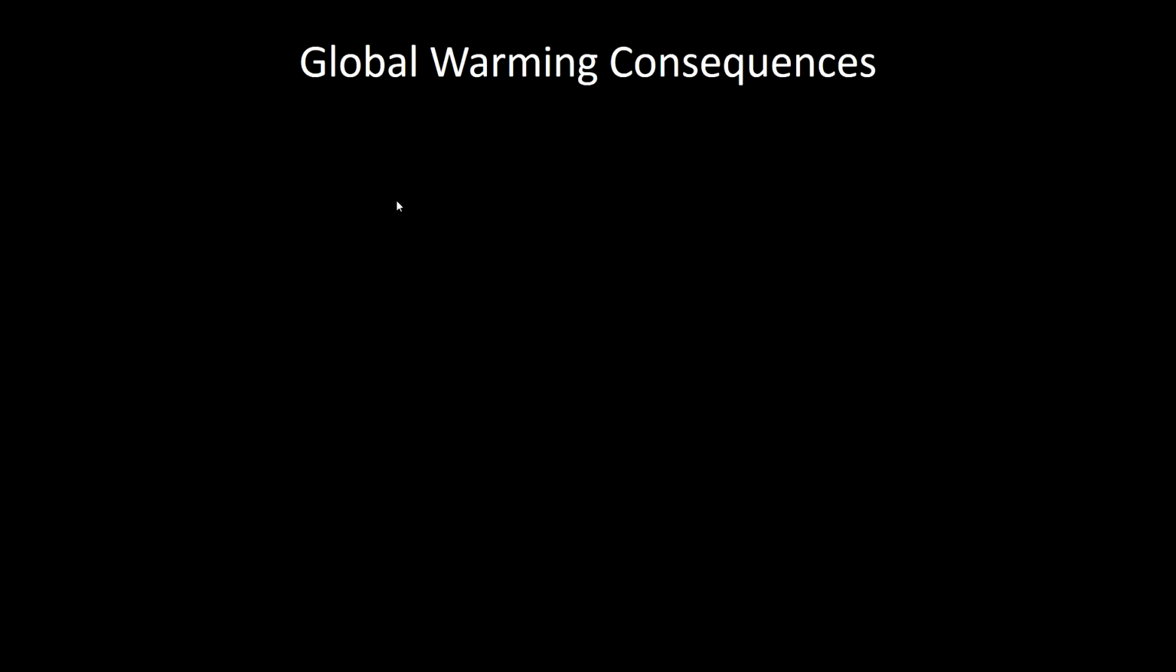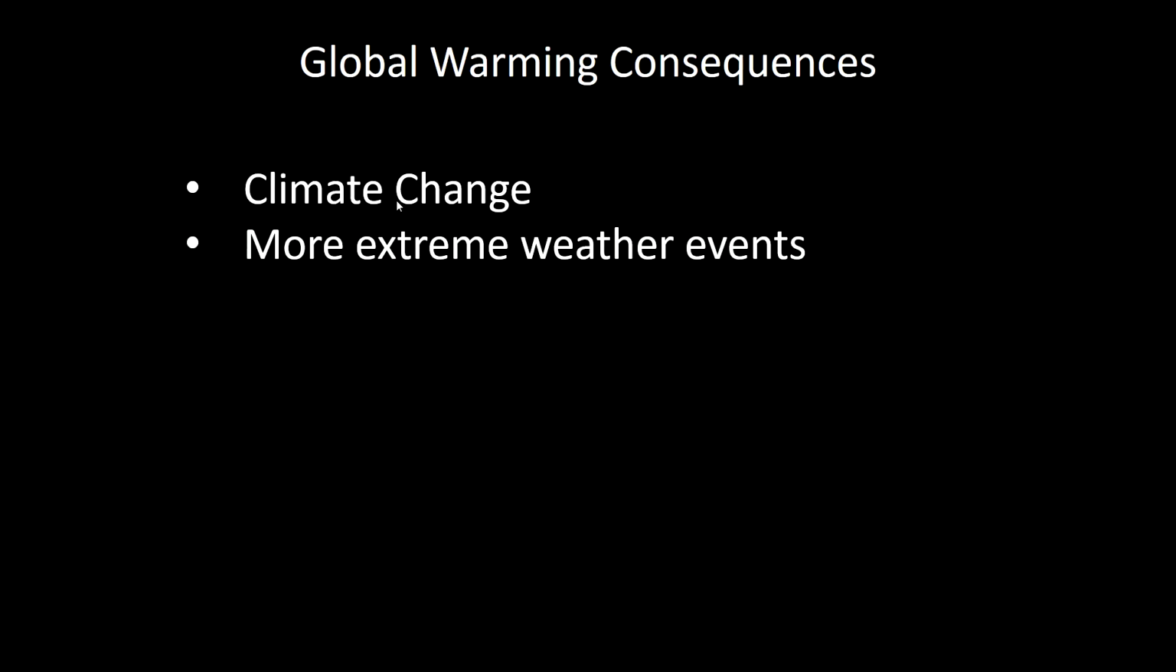Okay, and the last thing you need to really understand is the consequences of global warming, and there are many of them, some of which probably are unpredictable, but the main ones: climate change. So that can mean increased or decreased temperatures. Remember, global warming is an increase in the average temperature of the Earth, so there are some regions that might get cooler as a result of global warming, rather bizarrely. More extreme weather events, so hurricanes, tornadoes, things like that, more likely to occur because there's more energy being put into the atmosphere.